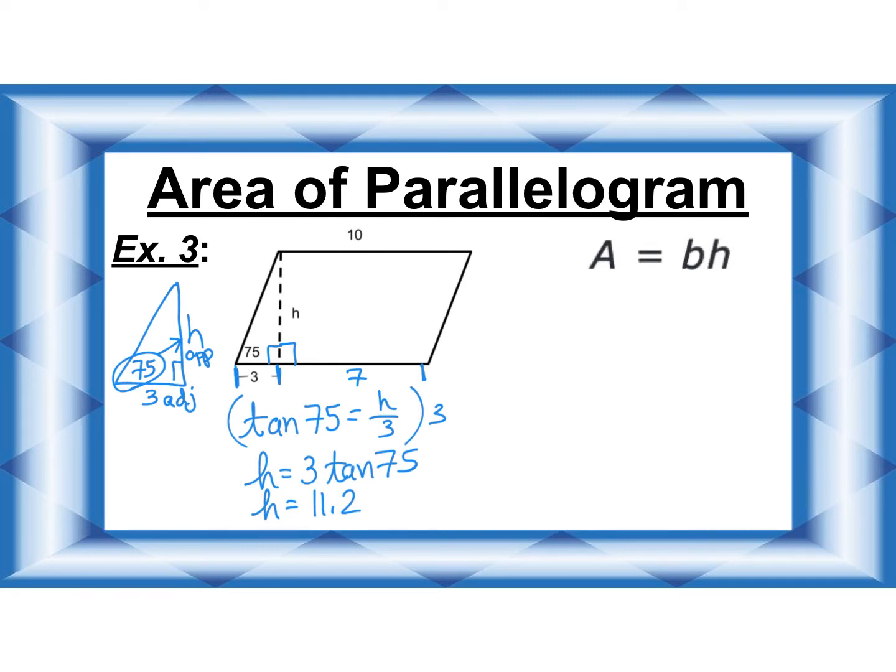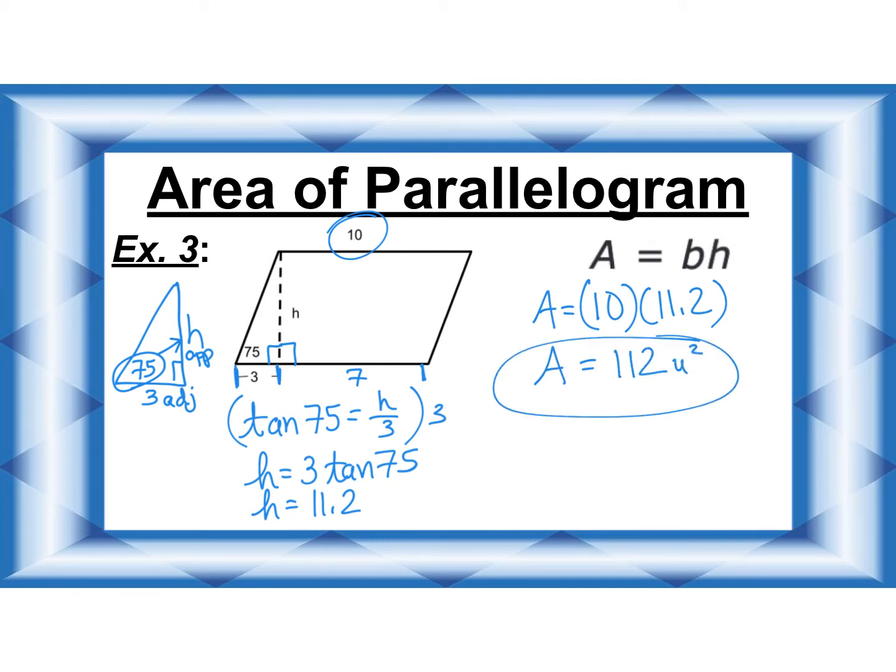Now I'm ready to put that into my formula. So the area equals my base, which is 10. And just because it's on the top, that doesn't mean it's not a base. It's still a base. So my base is 10. My height is 11.2. And when I multiply that, I'm going to get 112. There's no units there. You could put u squared for unit squared if you like.